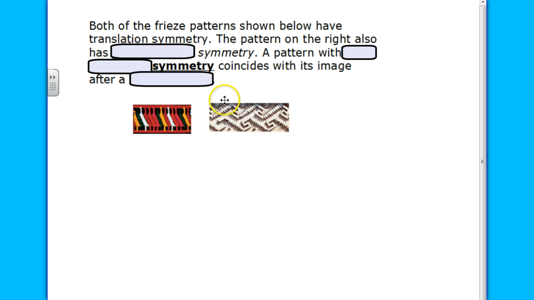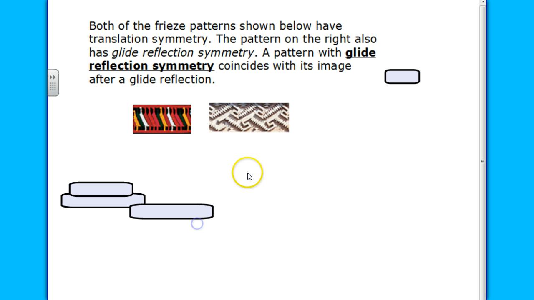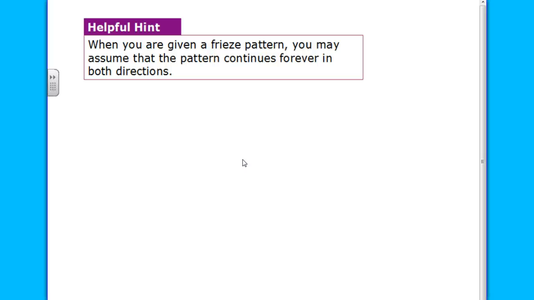The pattern on the right also has glide reflection symmetry. So a pattern with glide reflection symmetry coincides with its image after a glide reflection. You could kind of imagine the reflection when you're looking at these images here and how they would reflect and then glide to end up on their corresponding isometry, right? When you are given a frieze pattern, you may assume that the pattern continues forever in both directions, as though it makes up a plane.